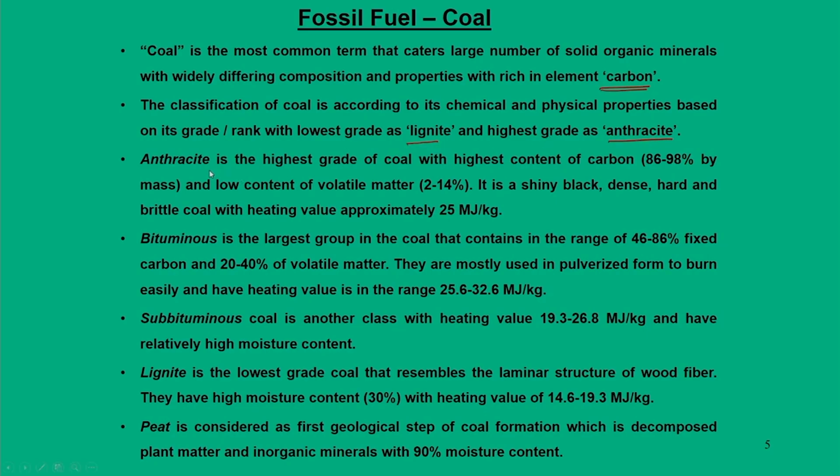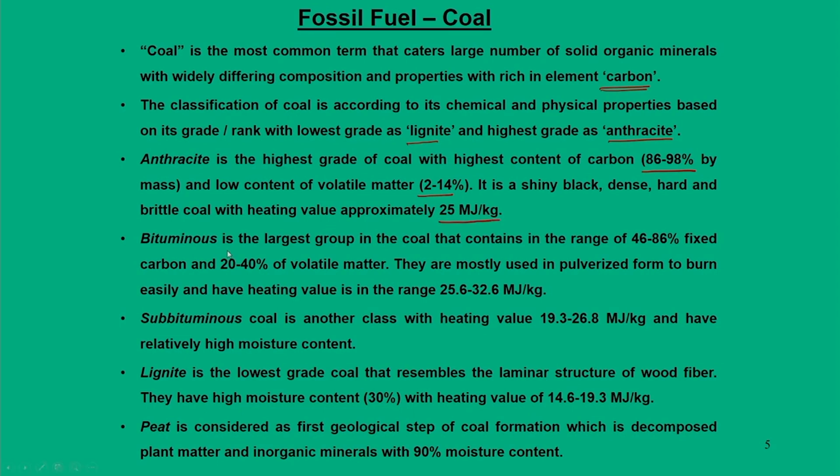So, the highest grade coal is anthracite, and it contains the highest carbon content, close to 86 to 98% by mass, and a very small volatile matter, that is the difference out of 100. If 86 to 98% is carbon, the rest, like volatile matter, is between 2 to 14%. They can be recognized by their color, which is shiny black; they are dense, hard, and very brittle, and their heating value is approximately 25 megajoule per kg.